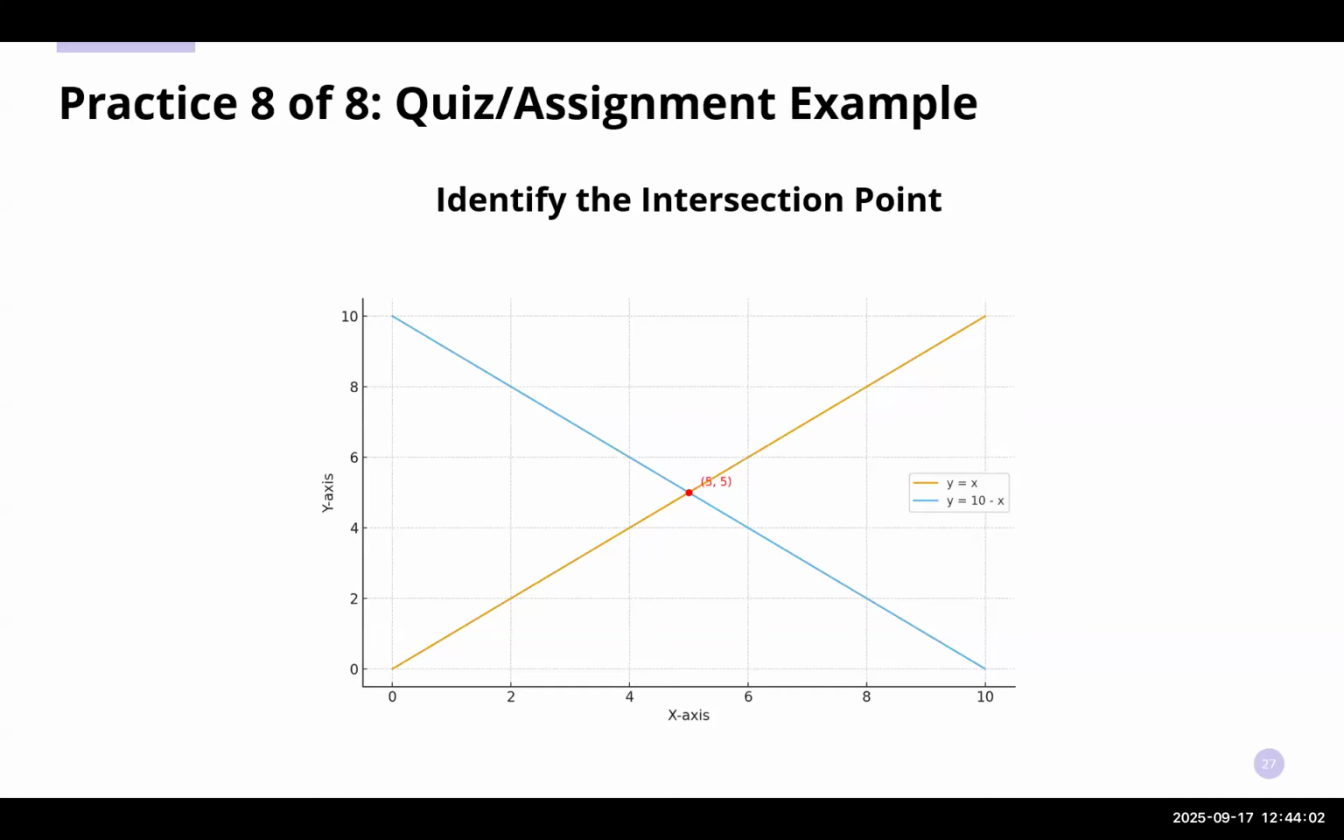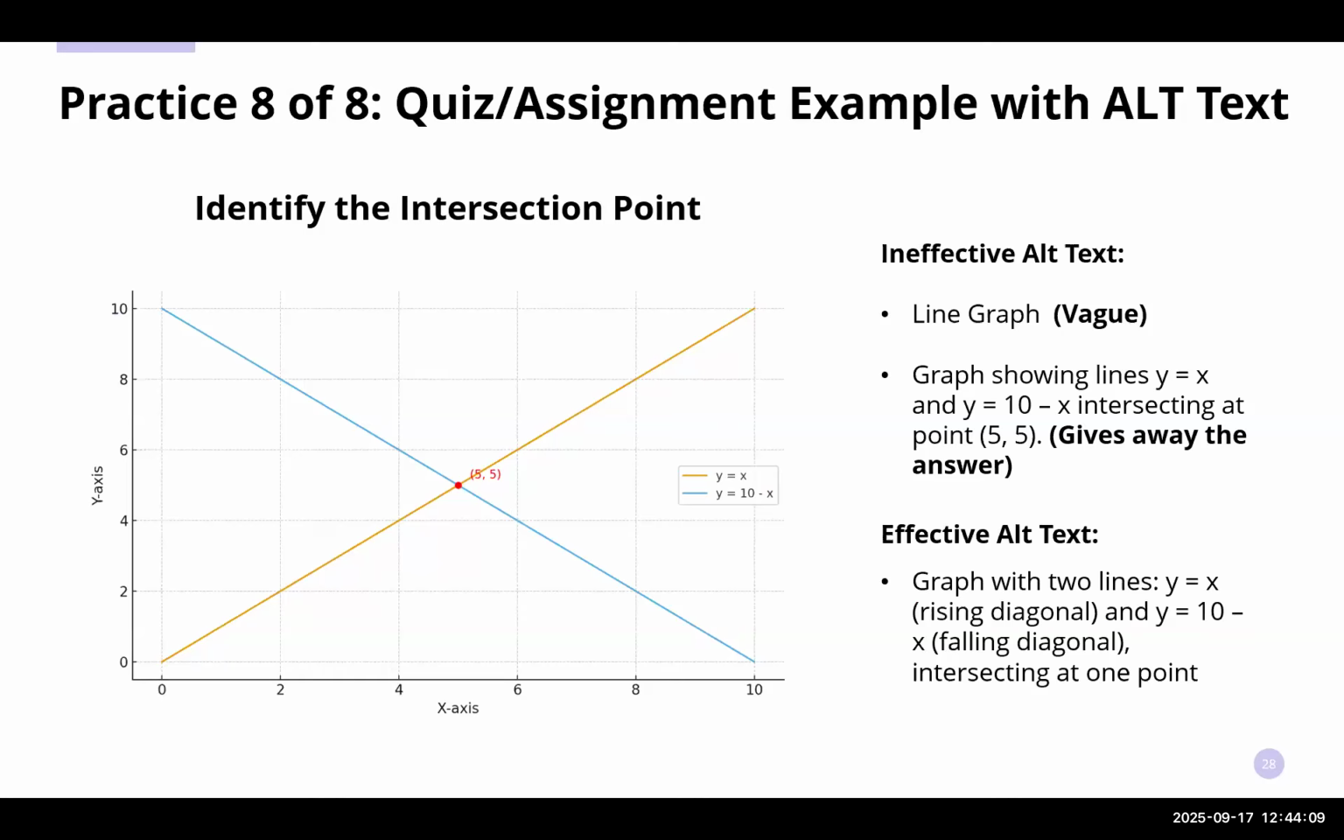Okay, let's check the sample now. Next slide, please. The question here was straightforward: identify the intersection point. Now let's compare two versions of the alt text, starting with what doesn't work and then the other one.